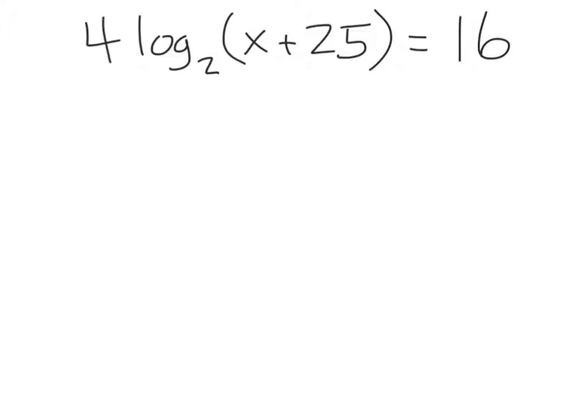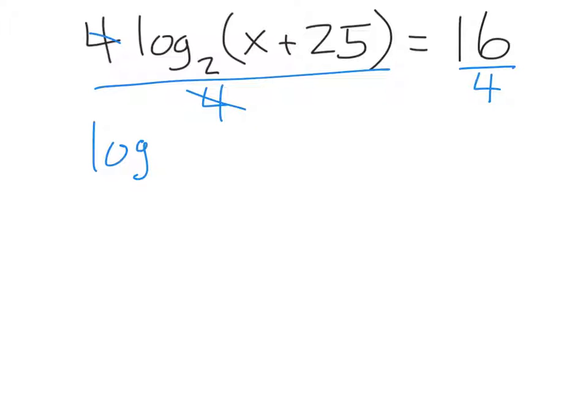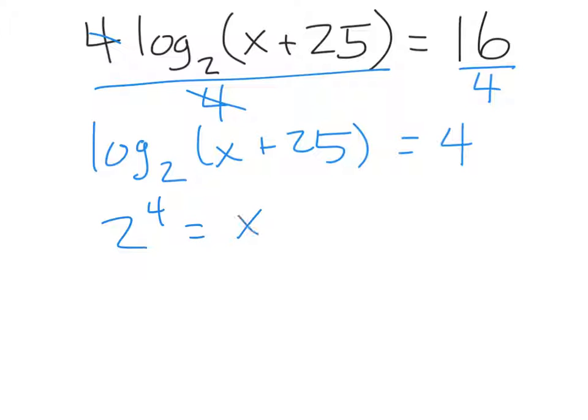Okay, very similar problem here. We're going to start by isolating the log. We're going to divide both sides by 4. So the 4's will cancel, and we'll get log base 2 of x plus 25 equals 4. And then the definition of log says that 2 to the 4th power will be equal to x plus 25. So 2 to the 4th equals x plus 25.